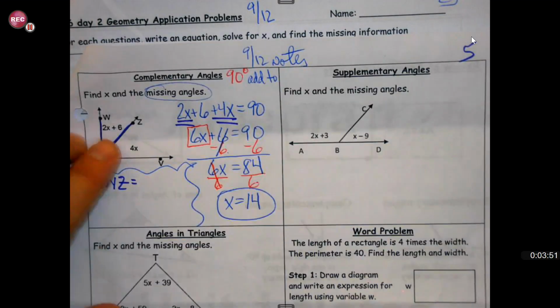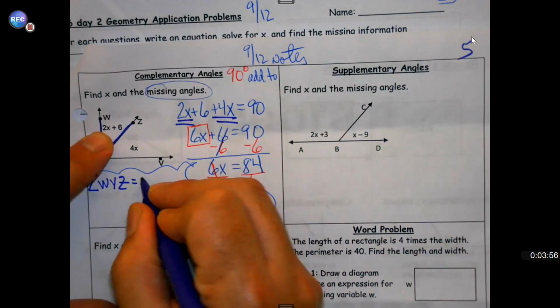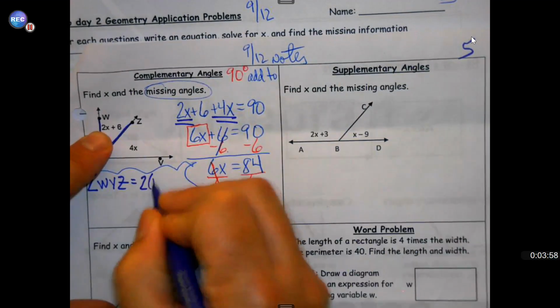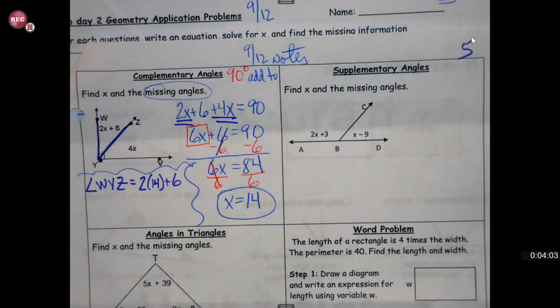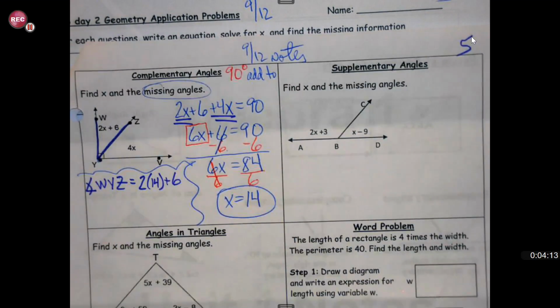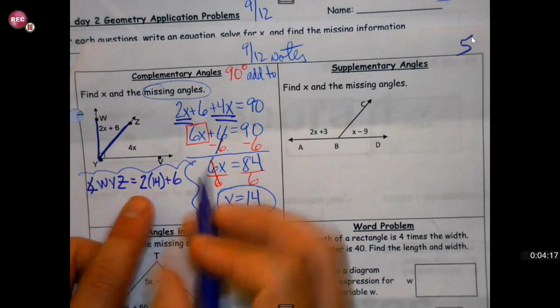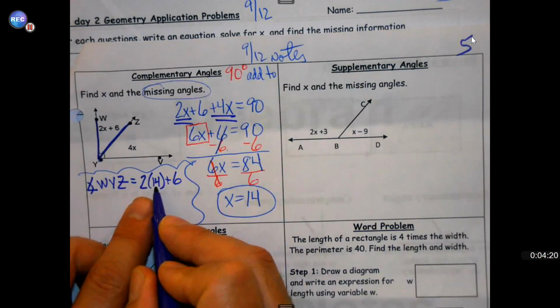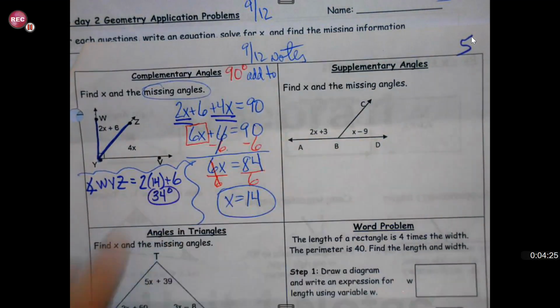And so for this one, I'm going to take the expression on the inside, and I'm going to replace the x with the 14. I can plug this in my calculator or do it in my head. So 2 times 14 is 28, plus 6 would be 34 degrees.